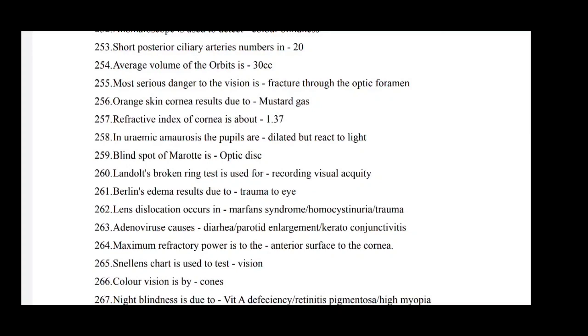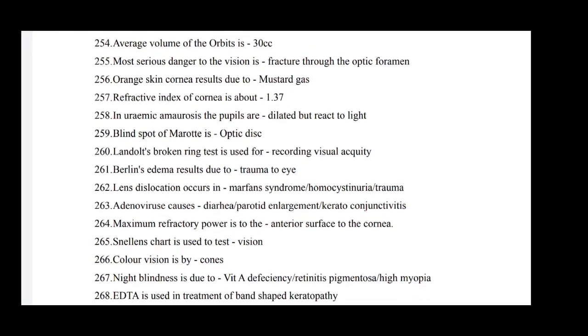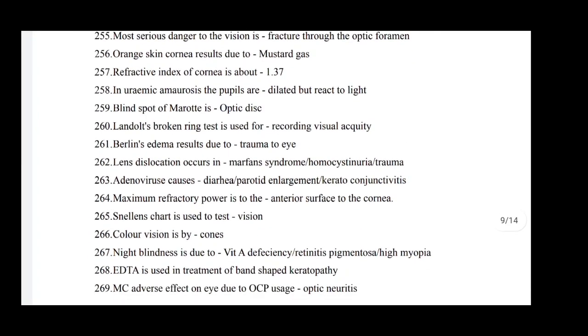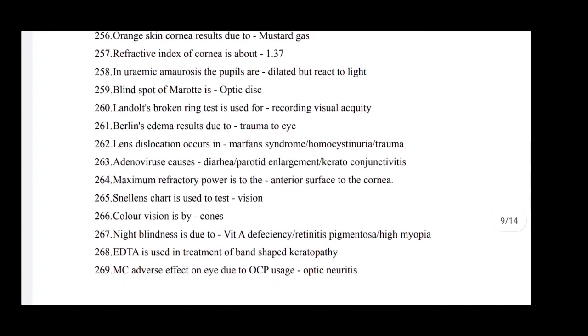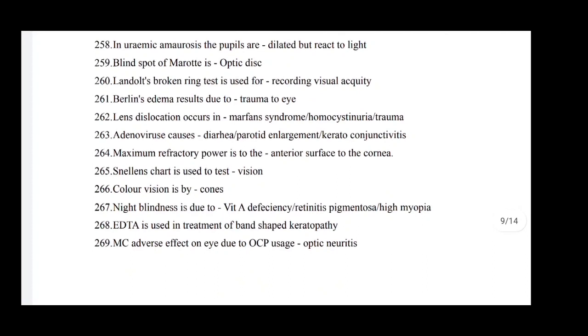Orange skin cornea results from mustard gas. Refractive index of cornea is about 1.37. In uremic amaurosis, the pupils are dilated but react to light. Blind spot of Mariotte is the optic disc. Landolt broken ring test is used for recording visual acuity. Berlin's edema results from trauma to the eye. Lens dislocation occurs in Marfan syndrome.